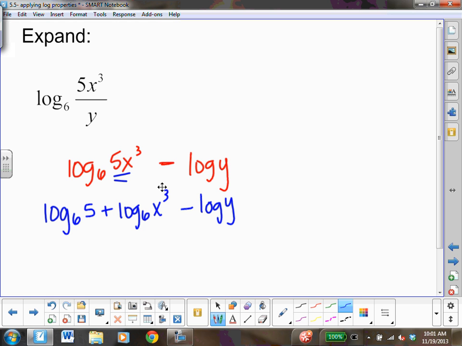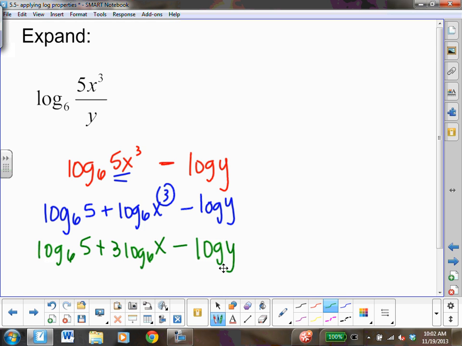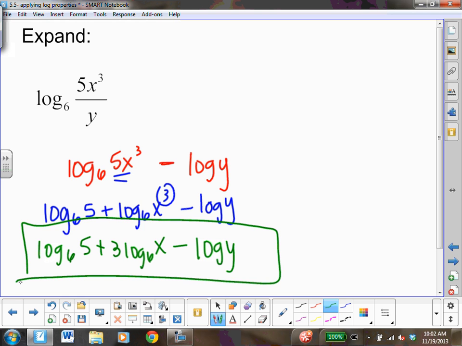Then to completely expand, I need to bring this power out. So it would be the log base 6 of 5 plus 3 times the log base 6 of x minus the log of y. And this would be my completely expanded logarithm. So there's no multiplication or division left in any of the logarithms, and all the powers have been pulled out.